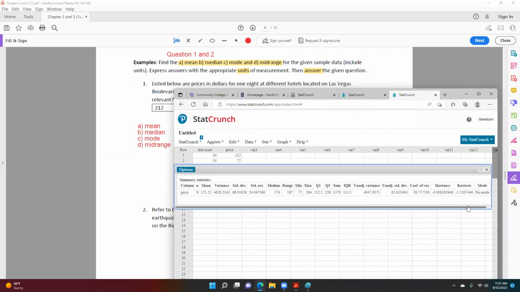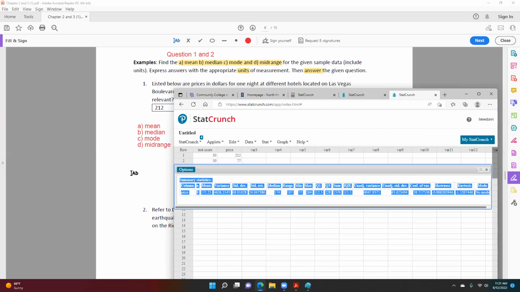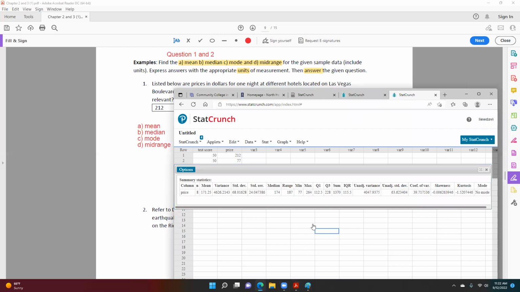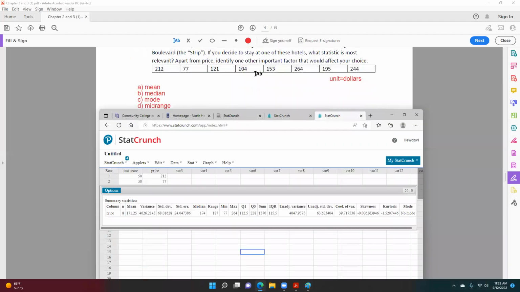Now I do have students who do this: they copy this whole summary statistics output and paste it right here. Please, please, please do not do that on my test. Do not copy this whole thing and paste it. I want you to find your own. That means you have to tell me what the mean, median, and all these things are. If you do that, you are asking me to do the work for you, and I do not do that. So make sure you do it.